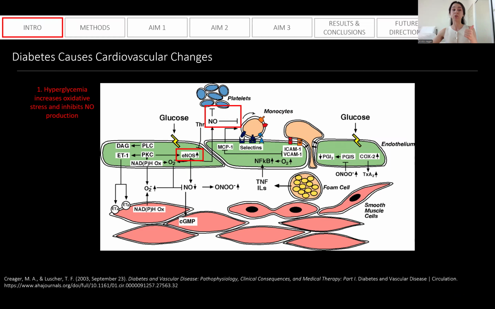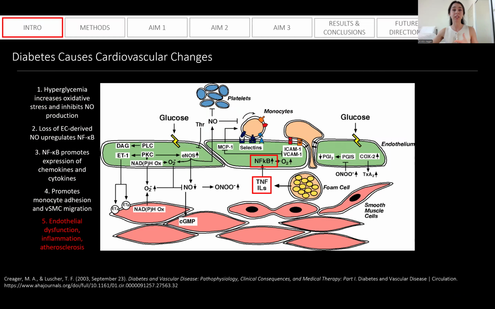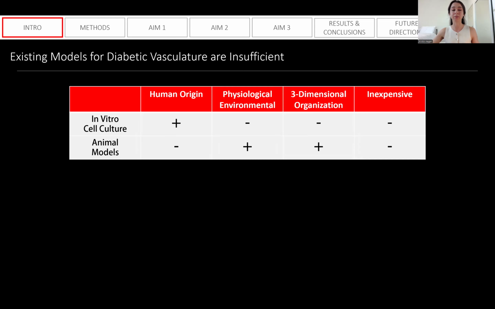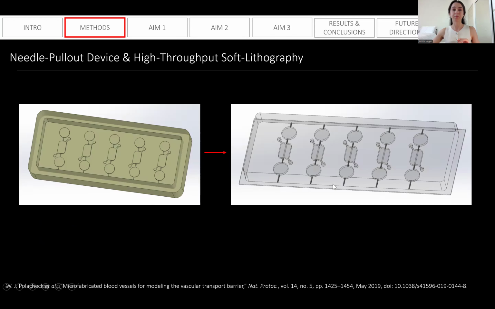This is because diabetes causes cardiovascular changes. Hyperglycemia increases oxidative stress and inhibits nitric oxide production, and this has downstream consequences that eventually lead to overall endothelial dysfunction, inflammation, and atherosclerosis. In vitro cell culture and animal models are currently used to study diabetes-induced changes in the vasculature, but these models are insufficient. So I've been exploring the vessel on a chip system.